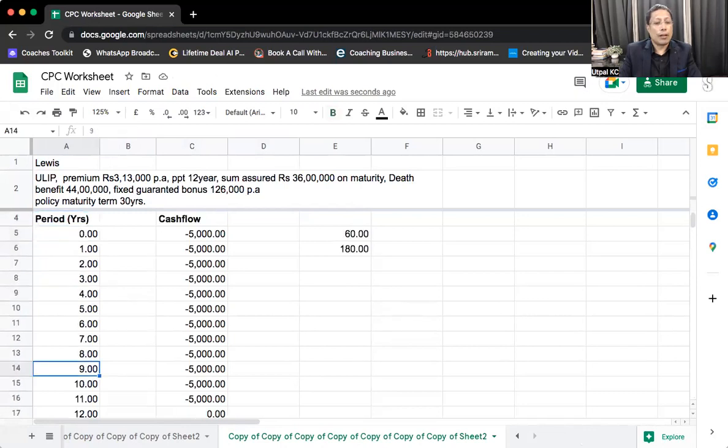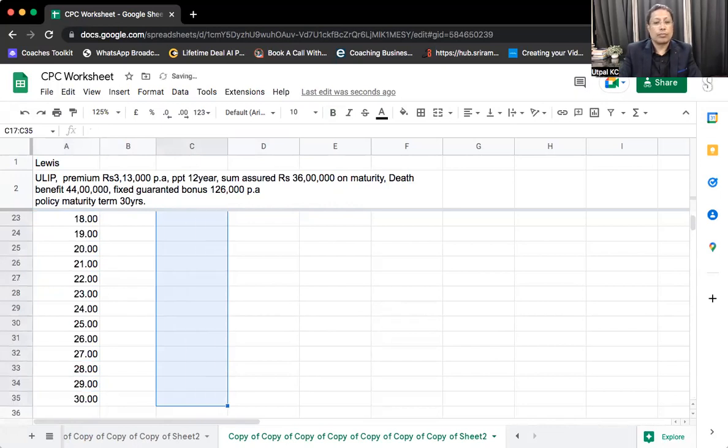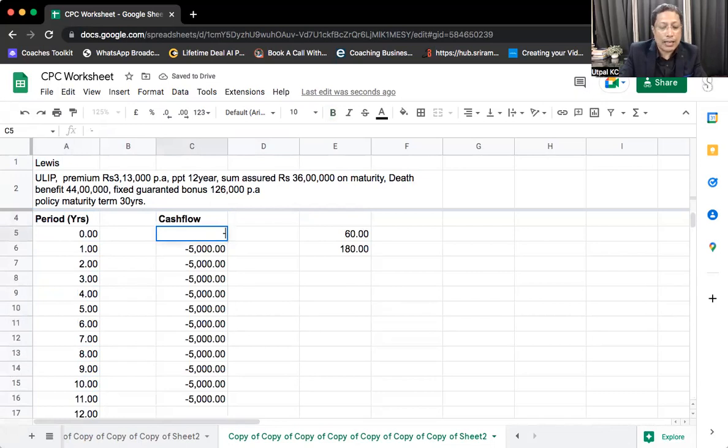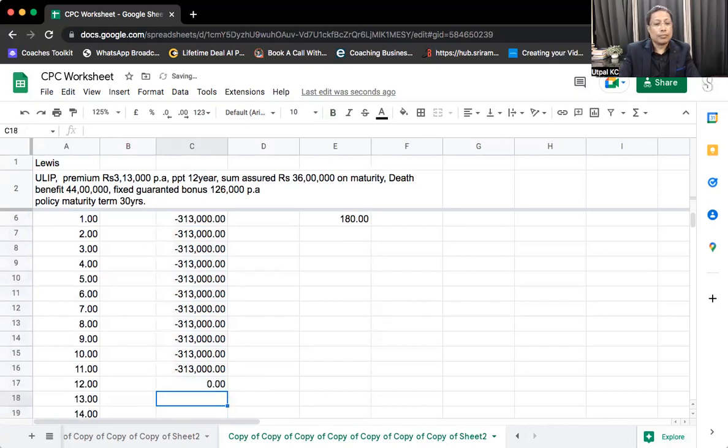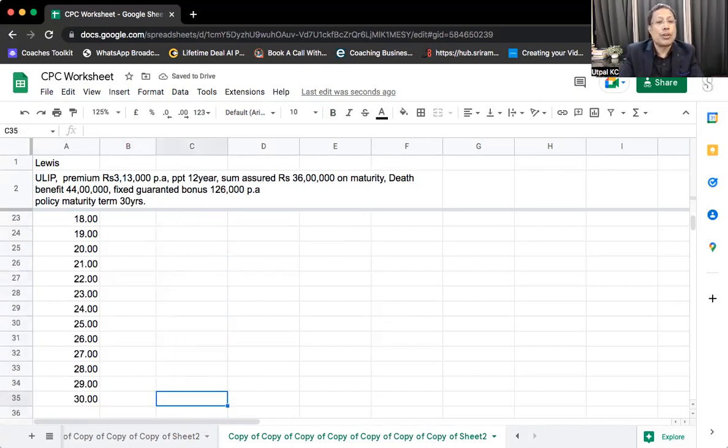Now you are paying 3,13,000. Yeah, Mr. Lewis, are you there? For 12 years means 11 years, right? So this is a total of 12, starting from zero. Sum assured on maturity happens after 30 years, right? Sum assured is 36 lakhs. And the fixed guaranteed bonus is 1,26,000 per annum. So now you tell me what will be the total bonus. It will be added at the end, right?